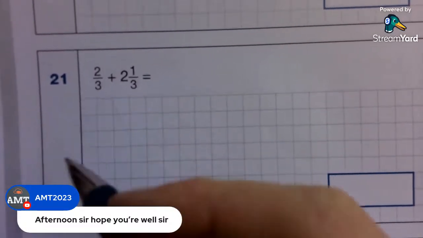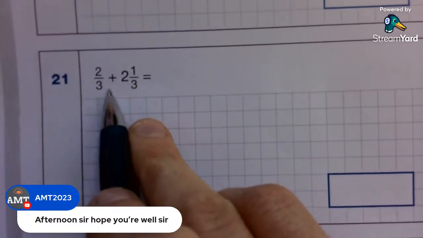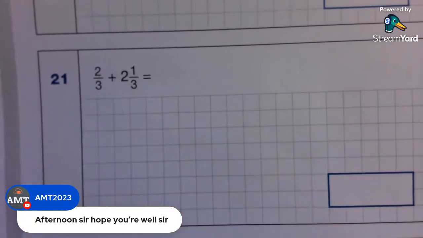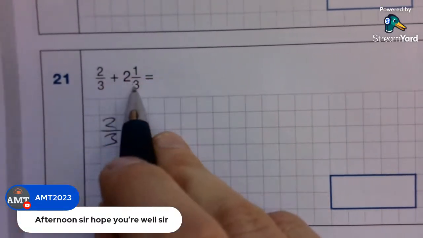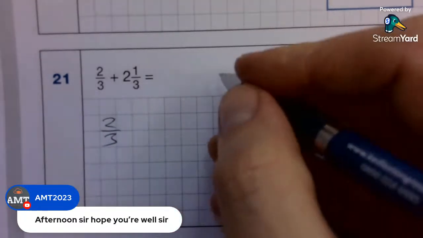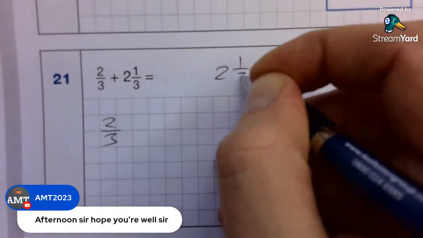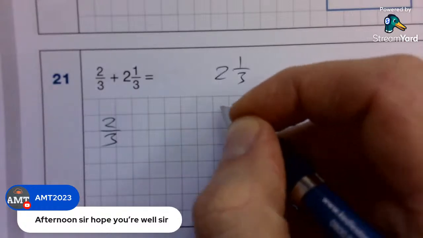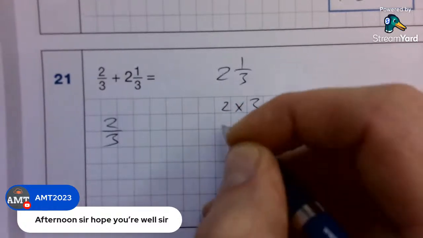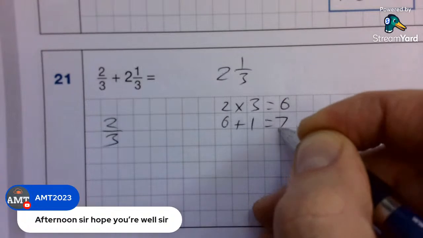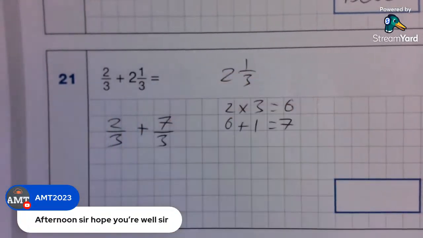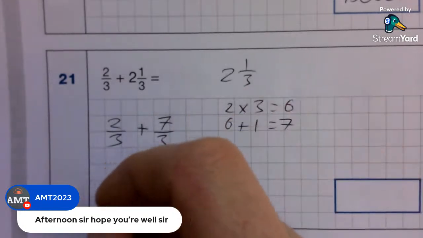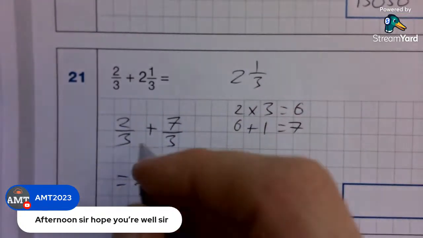Right, 2/3 plus 2 and 1/3. The nice thing about this, the denominators are both 3. So, it's making it a little bit easier for us. Right, so that 2/3 can stay as it is. I have to convert this, though, to an improper fraction. So 2 and 1/3. To do that, we do 2 multiplied by 3, which is 6. 6 plus 1, which is 7. So I know that is going to be 7/3.